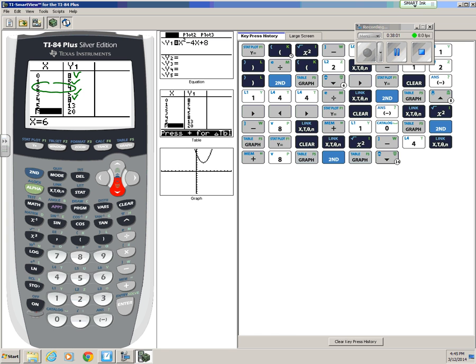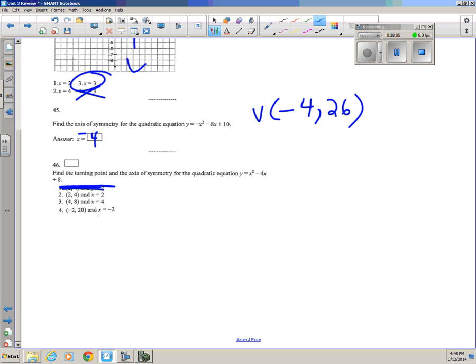So we were right. The vertex is 2 comma 4. So my vertex then is 2 comma 4. No, no. And there you go. Process of elimination, it's going to have to be that one. Plus, anyway, the x is 2.